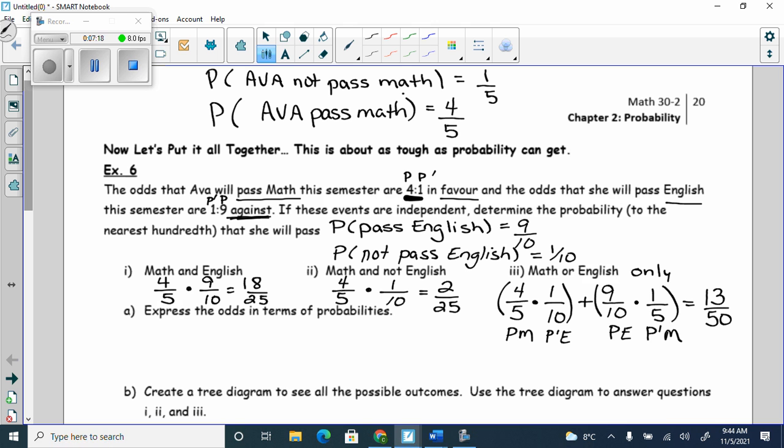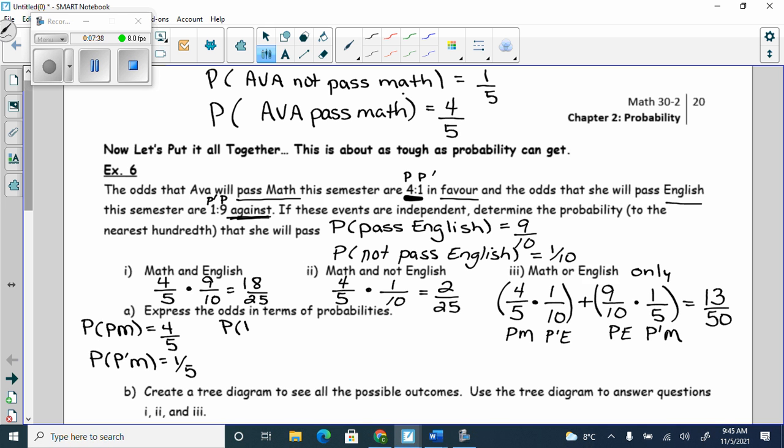This one says express the odds in terms of probabilities. So we've done this already. Probability of passing math was 4/5. Probability of not passing math was 1/5.